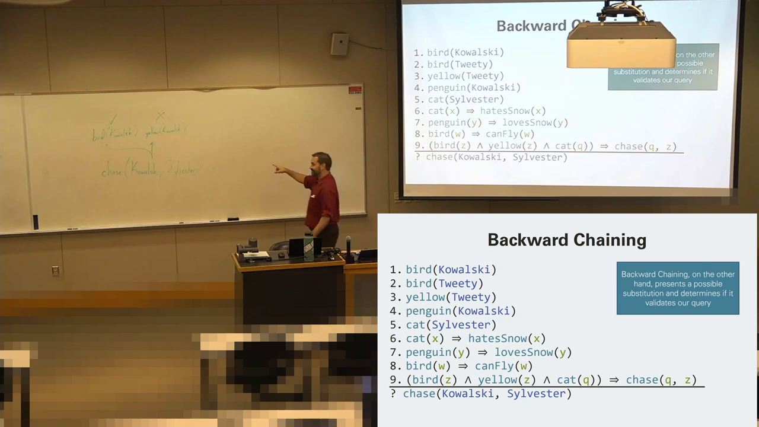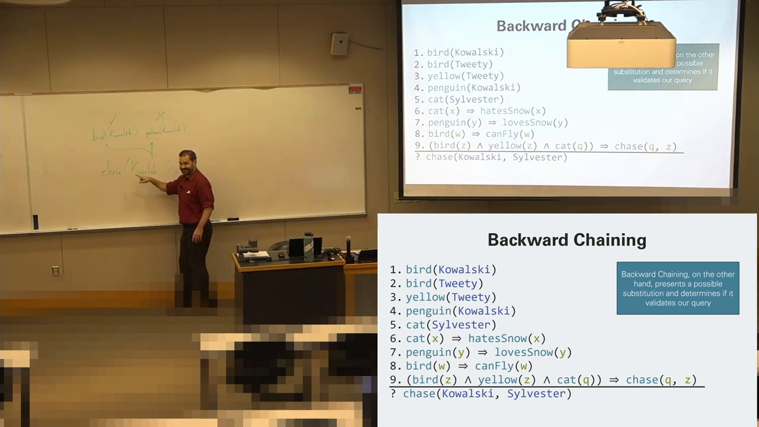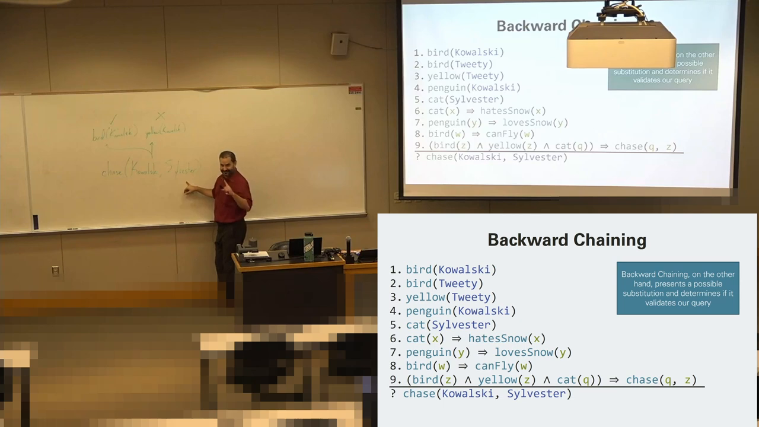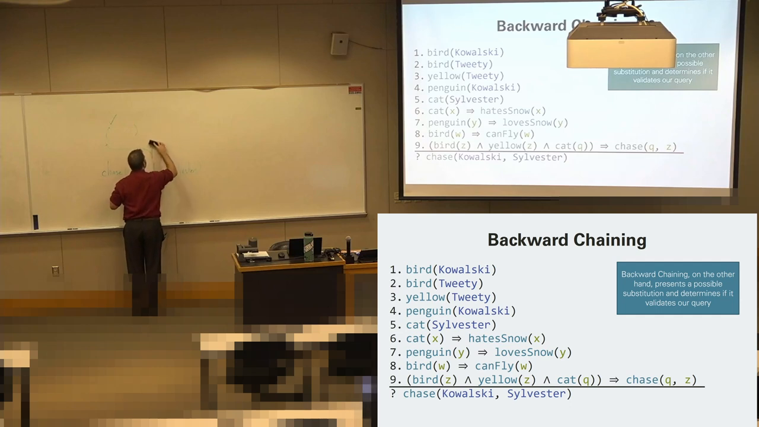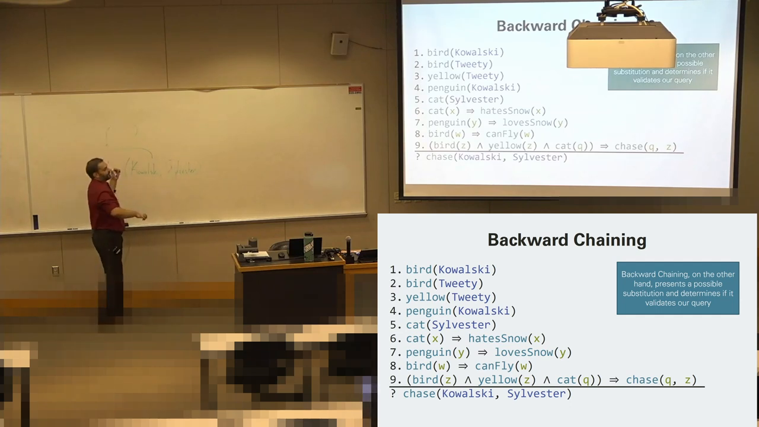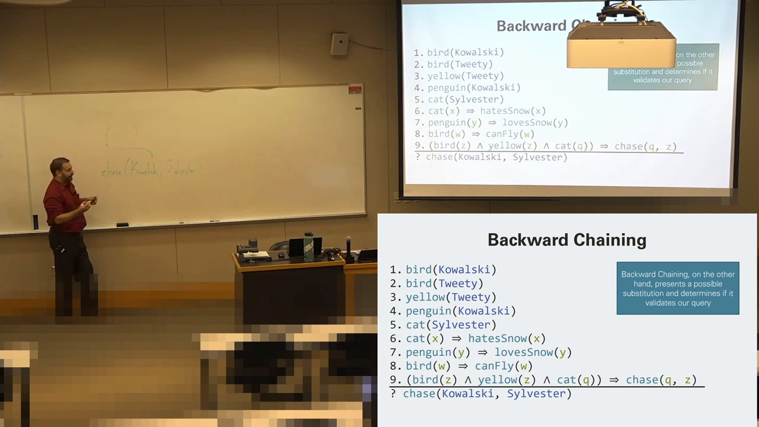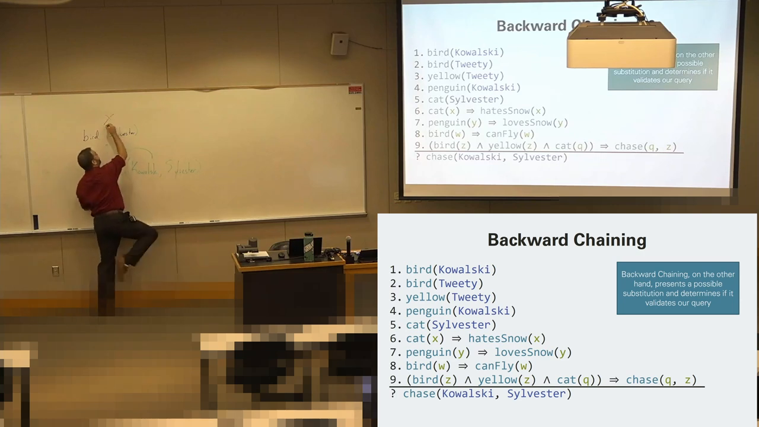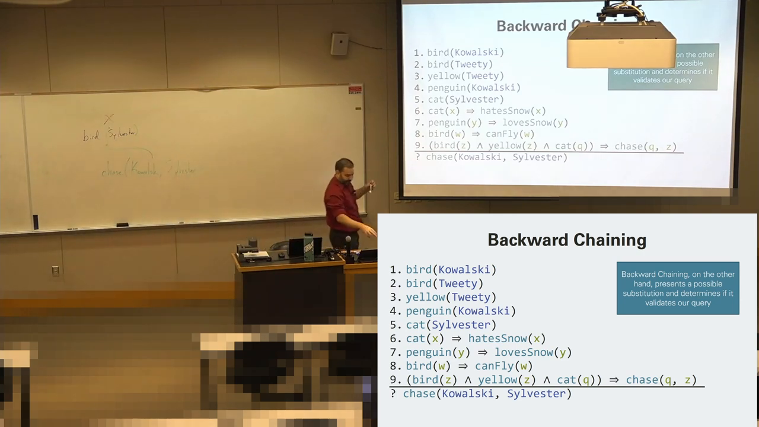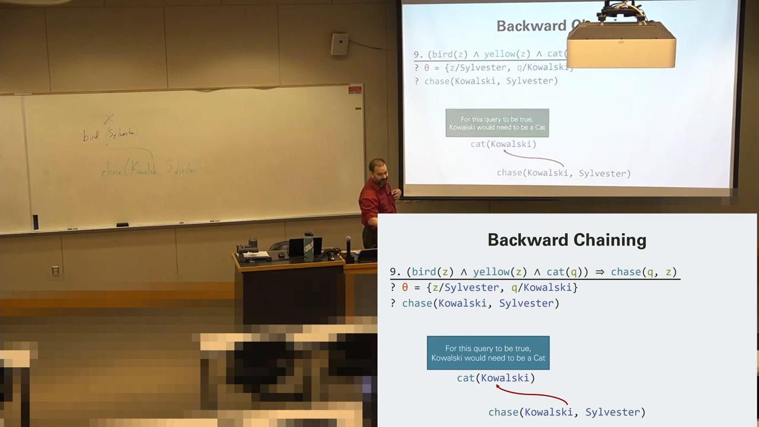I asked, did Kowalski chase Sylvester? This is why you sit down and you do it by hand and you don't do it in your brain, because where's my thingy? All right. Start all over. The first rule would be, I can't do that. Sylvester's not a bird. And that's what we're seeing here. Boom. Or Kowalski, I will fix the slide.